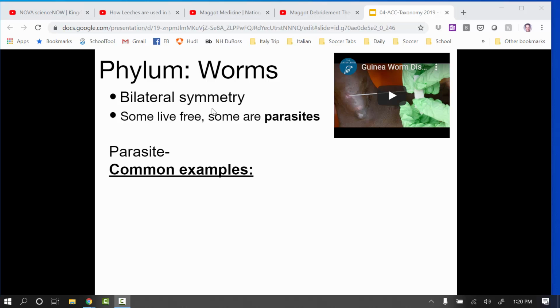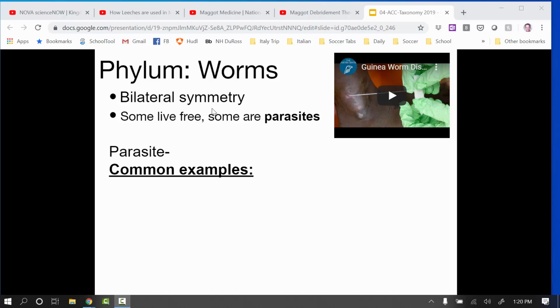And there's a huge variety of worms. Some are free living. They live on the soil or in other areas in the water, in ocean water, fresh water. And some are parasites. And I'll tell you some examples of that.